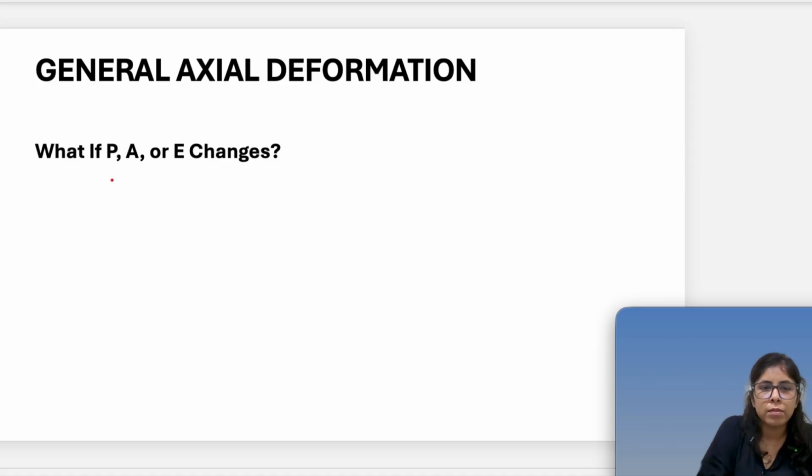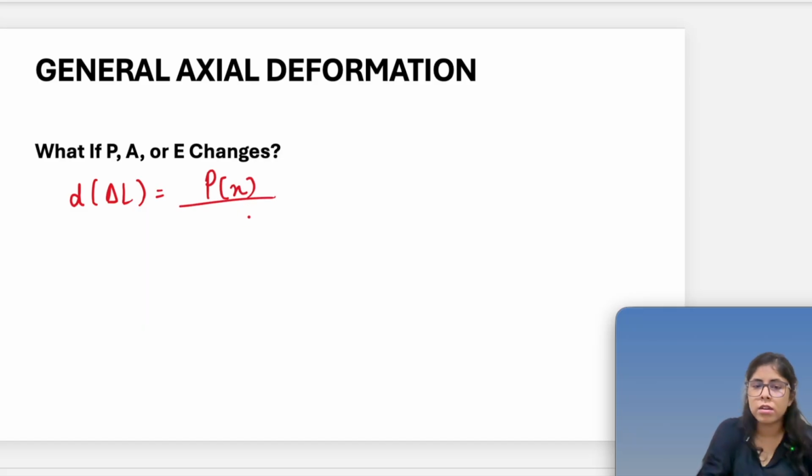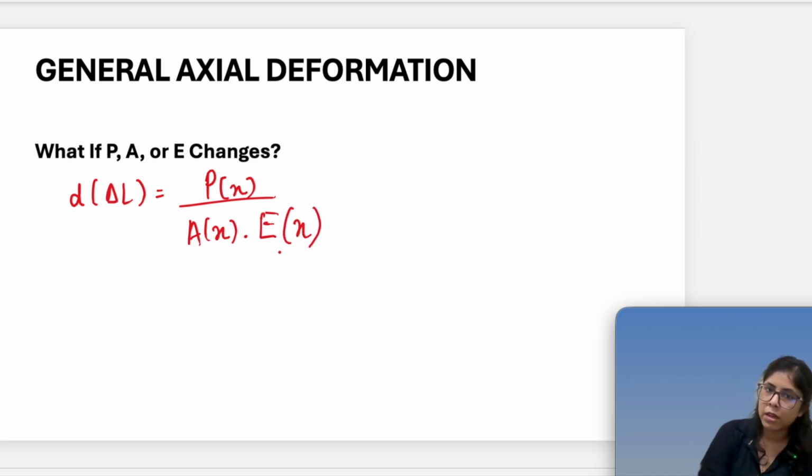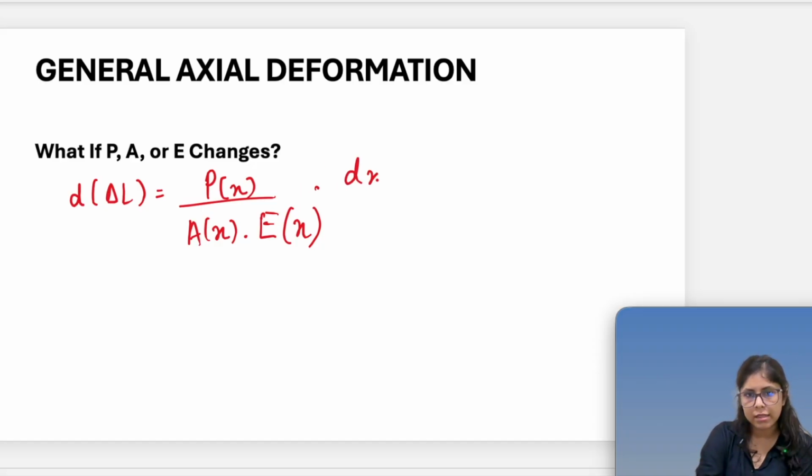So the generalized form can be like, I have d of delta L is nothing but P of x. So it's a function of x, with the distance the bar is changing, right? So force is also changing at every point, and area is also changing, right? Area is also a function of x. And then we have the modulus of elasticity, because the material becomes non-homogeneous, so E also becomes a function of x. And then dx is the length, right? So this is the general deformation formula.